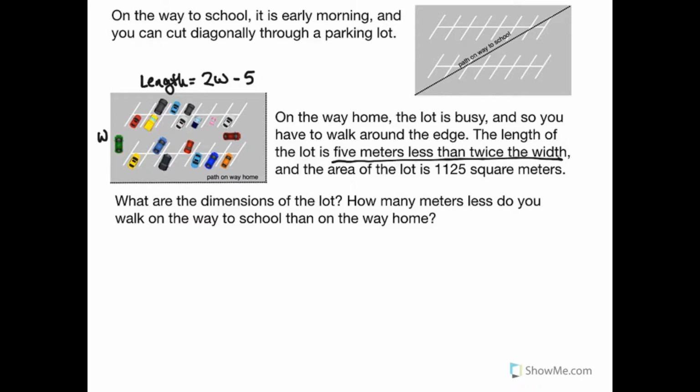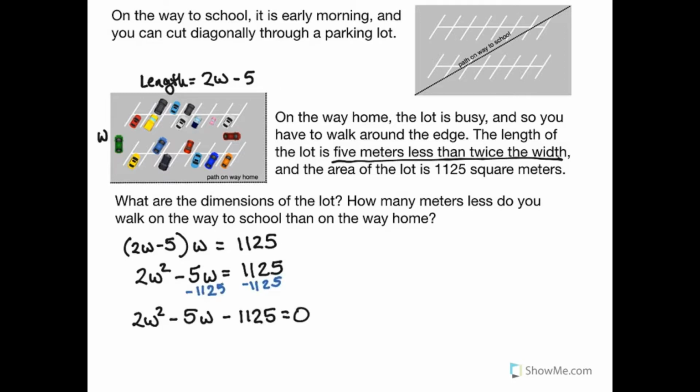So since we want the area of a rectangle, we're going to multiply 2w minus 5 times w. 2w squared minus 5w equals 1,125. And if I get 0 on one side, I have a quadratic equation. Now probably this is factorable, but finding the factors of 1,125 sounds extremely tedious. So instead I'm going to use the quadratic formula to solve.